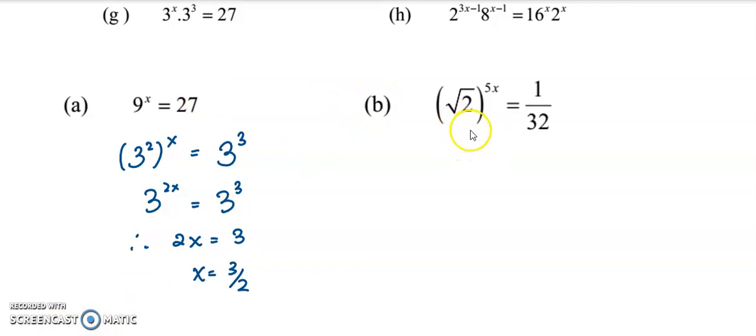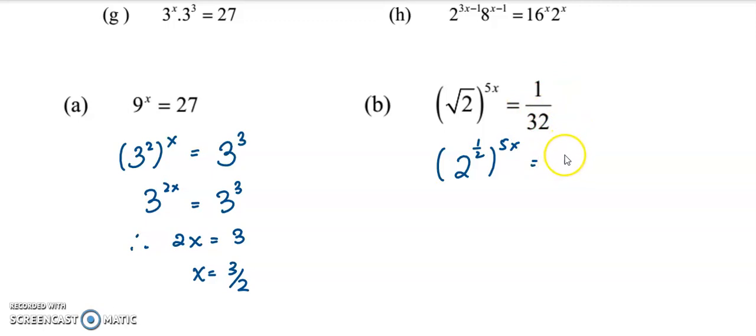For question B, we have the square root of 2 to the power of 5x on the left, and on the right hand side we have 1 over 32. We can convert both sides into index form with a base of 2. How do we convert the left hand side into base 2? The square root of 2 means 2 to the power of 1 over 2. So 2 to the power of 1 over 2, to the power of 5x, equals 1 over 32.